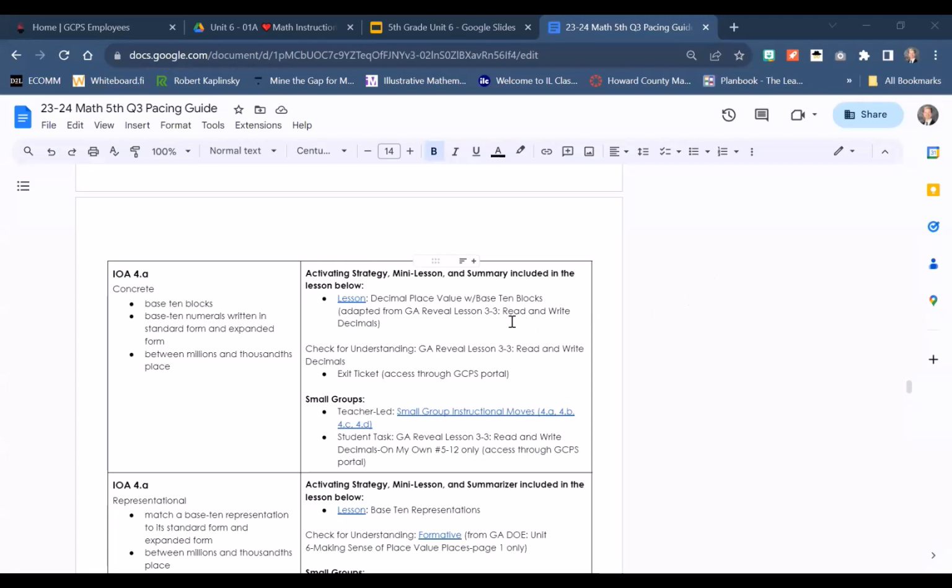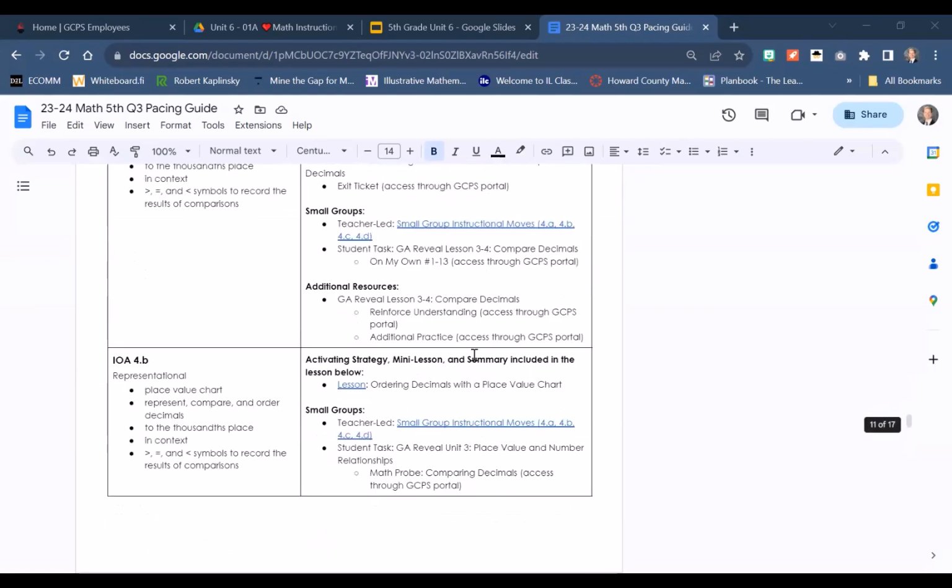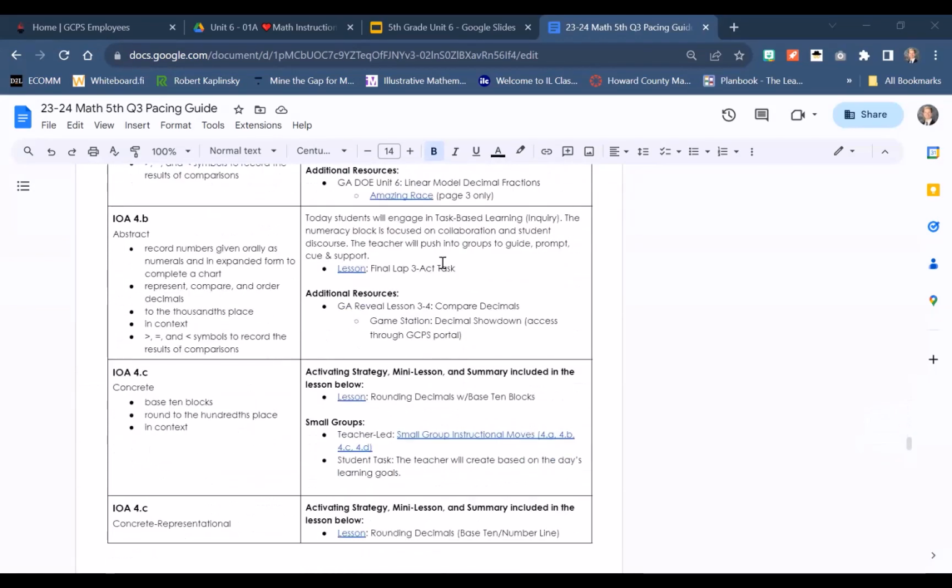On the right side of the pacing guide, you will notice a number of provided resources aligned to the bullets on the left side of the pacing guide. Throughout the pacing guide, you will notice different lesson types: traditional, teacher-directed instruction, and task-based learning. For days where a task-based lesson is provided, you will see a blurb above the linked lesson.